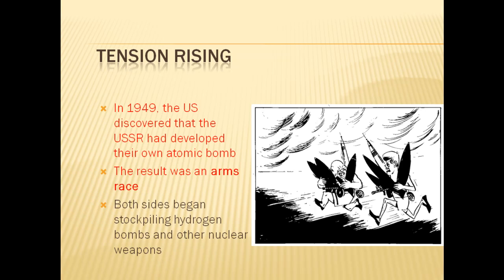So in 1949, the U.S. discovered that the USSR had developed their own atomic bomb. This happened because a plane was flying through Alaska and detected large amounts of radiation in the atmosphere. This resulted in an arms race where both sides began stockpiling hydrogen bombs and other nuclear weapons.